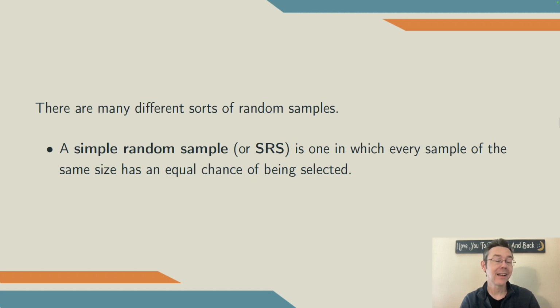Now, there are many different kinds of random samples, and the most basic is the simple random sample, often abbreviated SRS. And this is one in which every sample of the same size has an equal chance of being selected. Now, your intuition might be that every individual has an equal chance of being selected, but there are actually many different ways of doing that. That intuition is okay, but don't deal with it mathematically in that sense. A simple random sample is one in which every sample of the same size has an equal chance of being selected.